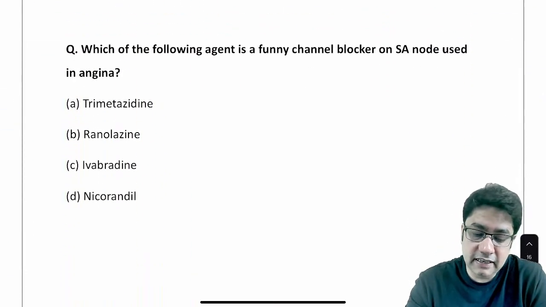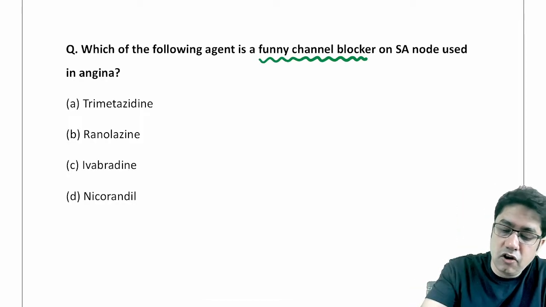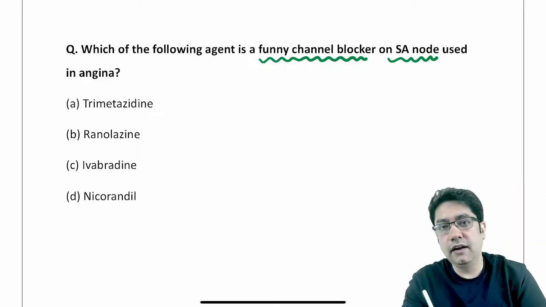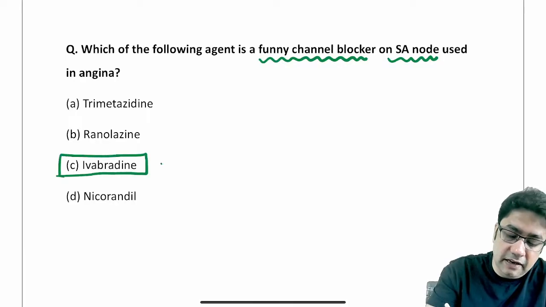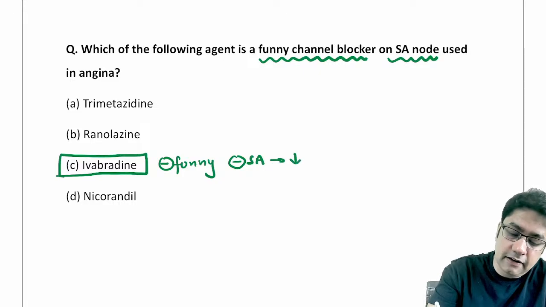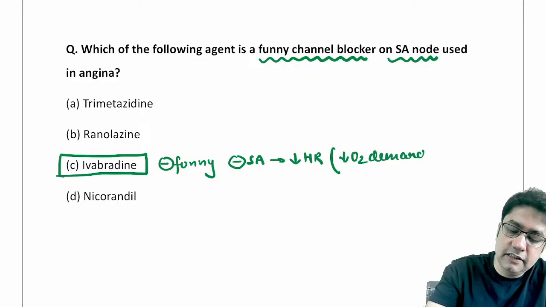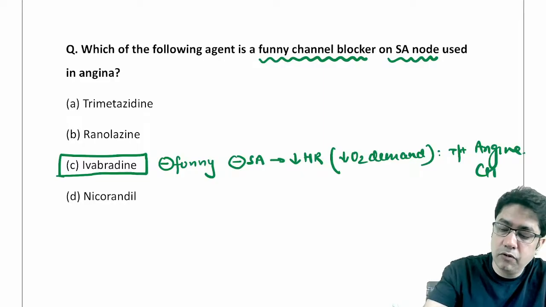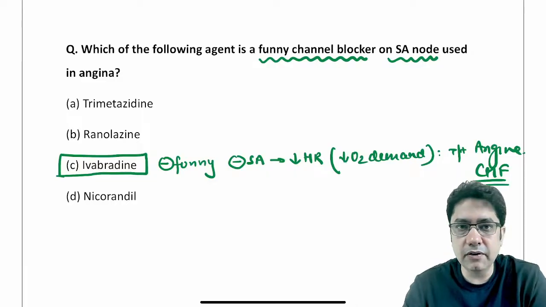Which of the following agents is a funny channel blocker on the SA node? The drug which blocks the funny channel on the SA node is ivabradine. So ivabradine inhibits the funny channel on the SA node. That is why it will decrease heart rate, which will decrease oxygen demand of the body. Because it decreases oxygen demand, it is given in the treatment of angina. It is also approved in the treatment of CHF, chronic heart failure. Fine. Let's talk about others.